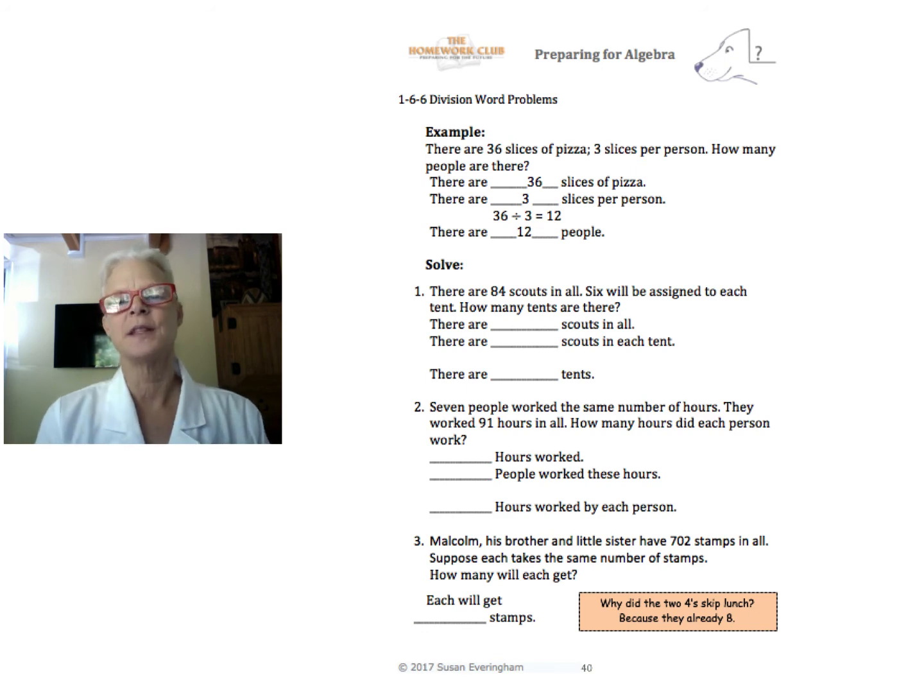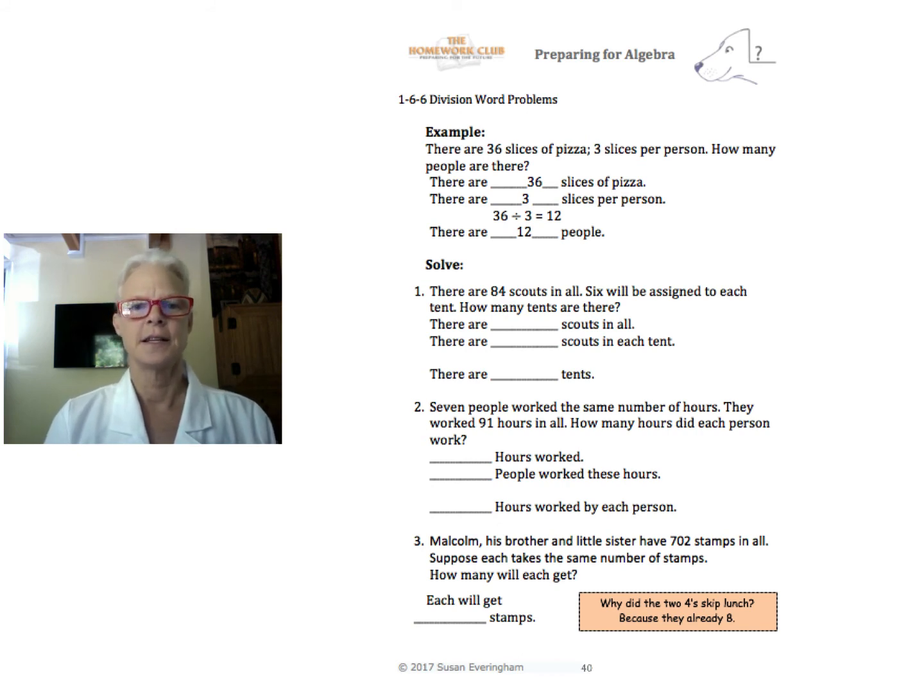Yay, word problems, and this is division. This is all division. Let's go through the example together. So there are 36 slices of pizza and 3 slices per person. How many people are there, right? So if there are 36 slices and there are 3 slices per person, there are 12 people. All right? So go ahead and solve exactly the same way as the example, the next 3 problems.